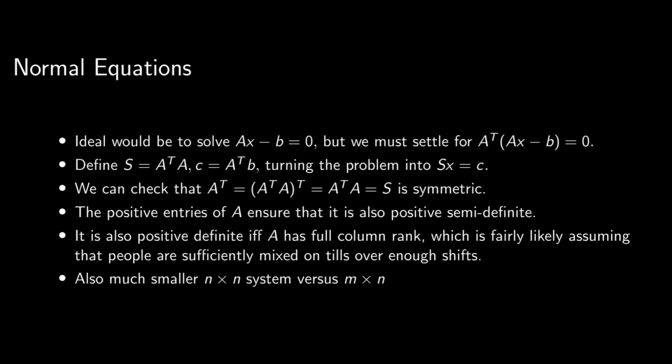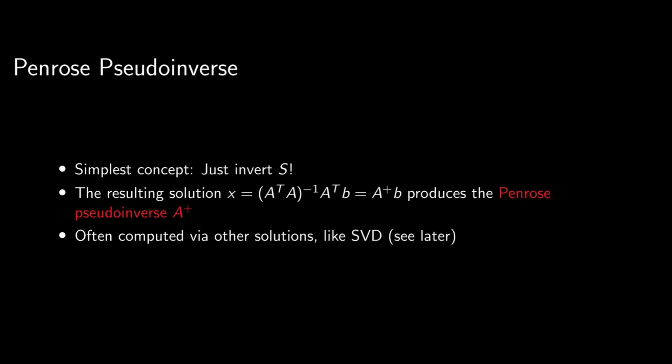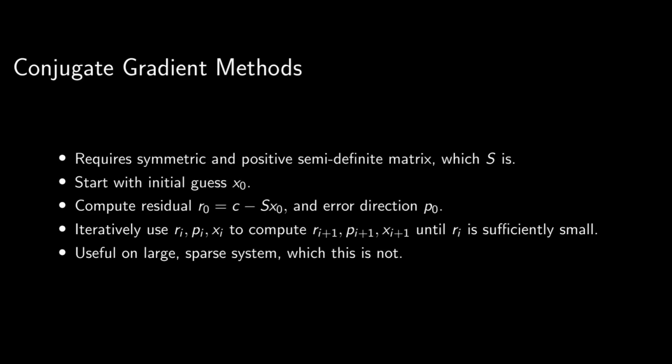Once we have our system Ax = b or Sx = c, we have several options for solving it. The first is to just invert S. Now this expression defines the Penrose pseudo-inverse A+, and yields the unique minimum norm least squares solution. It's elegant, but forming A transpose A can introduce numerical instability, especially if A is ill-conditioned. Other methods, like an SVD, are used to mimic this. The next solution we consider is the conjugate gradient solution. For large, sparse systems, iterative methods like the conjugate gradient become essential.